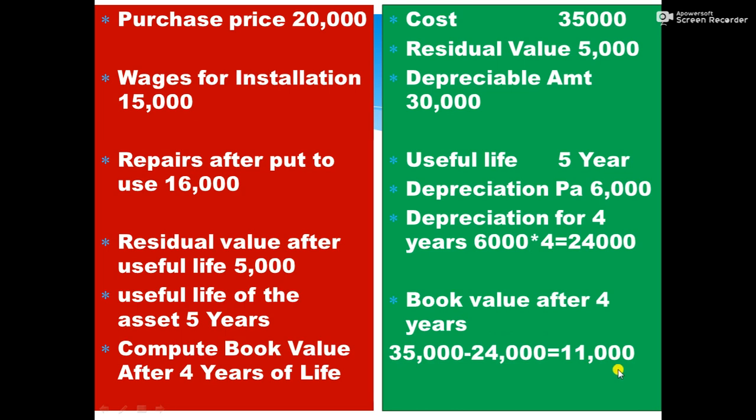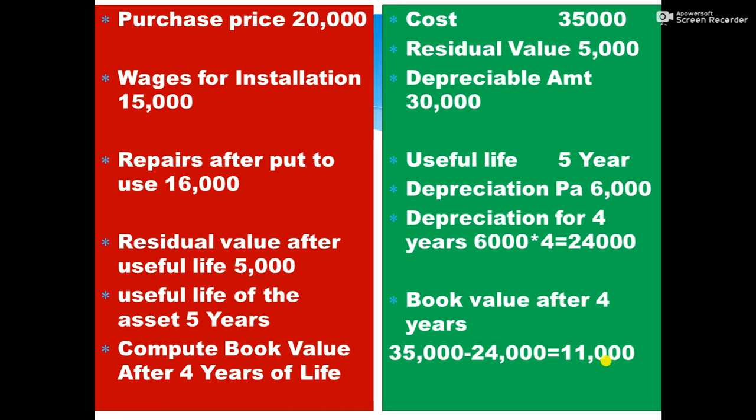It's a simple calculation. 35,000 minus 5,000 divided by 5 years will get 1 year depreciation, that is 6,000. For 4 years, 6,000 into 4, 24,000. Deduct the depreciation from the cost of the asset, 35,000 minus 24,000, 11,000. You will see another question.